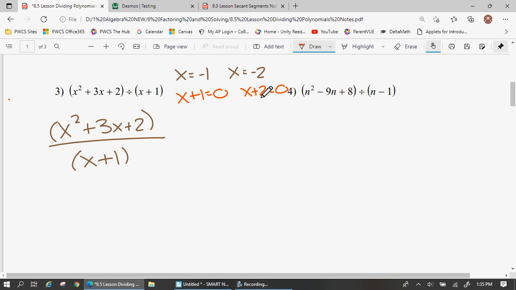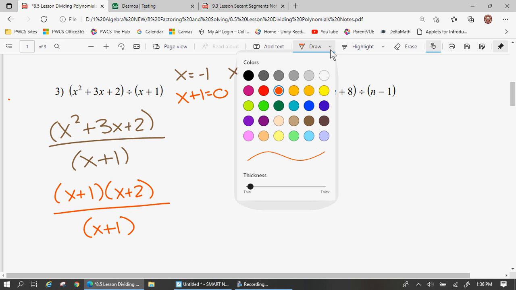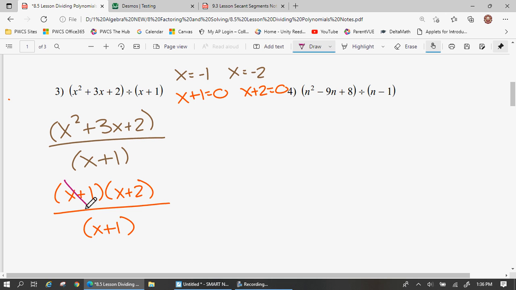If you're still struggling with that, make sure you get some help. Make sure you raise your hand and ask for some help. I have my two factors, x plus 1, x plus 2. Since we have the x plus 1 on top and the bottom, we can cancel them out, and we're left with x plus 2, and that is our final answer after we divide.